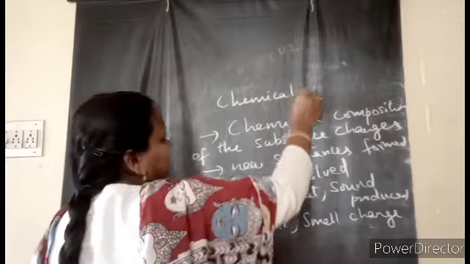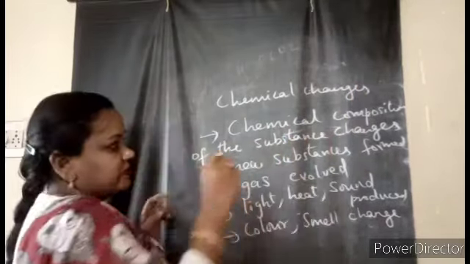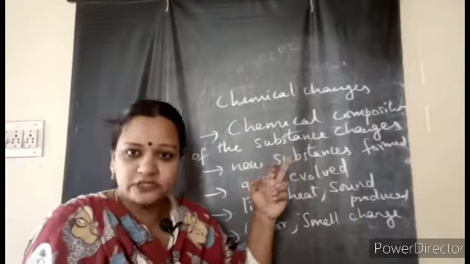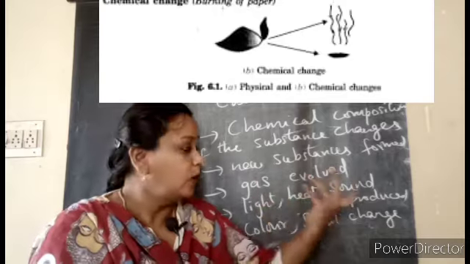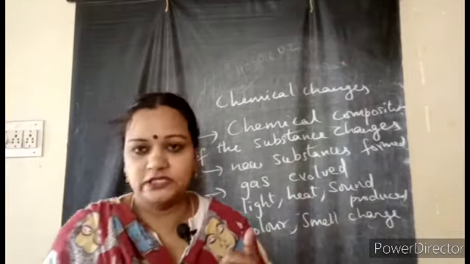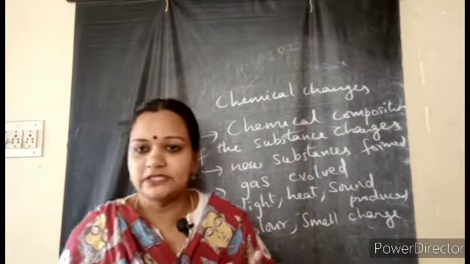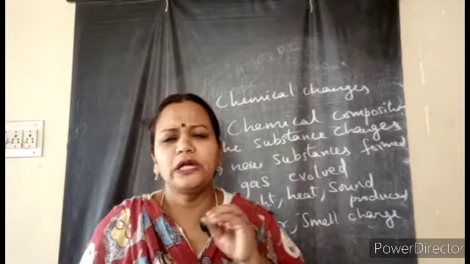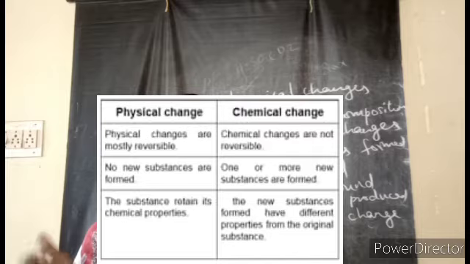So chemical changes are the changes in which the chemical composition of the substances changes. New substances are formed. Sometimes gas is evolved, sometimes light, heat, and also sound is produced, and the smell and color of the substance also change. So this is about the chemical changes, and many examples have been given to you. I hope now you all clearly know what are physical changes and what are chemical changes, and also you know that sometimes physical and chemical change happen together.